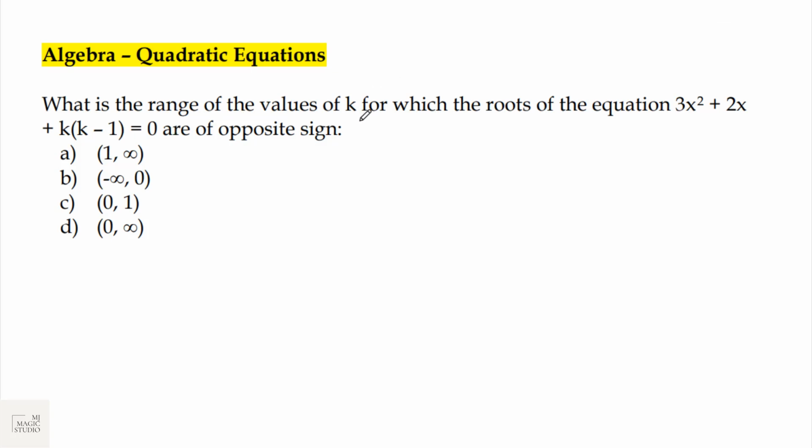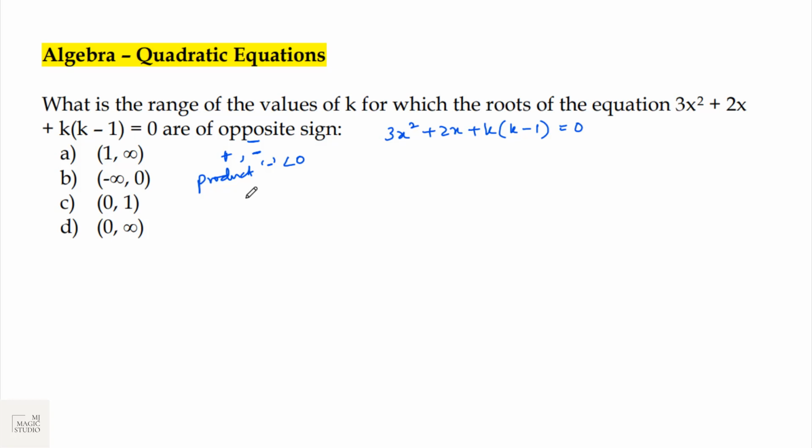What is the range of the value of k for which the roots of the equation 3x square plus 2x plus k into k minus 1 equals 0 are of opposite sign? That means if one root is positive, another root is negative. That means the product of the roots is negative, so the product of the roots is less than 0.